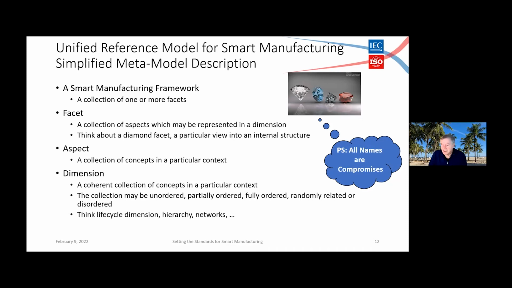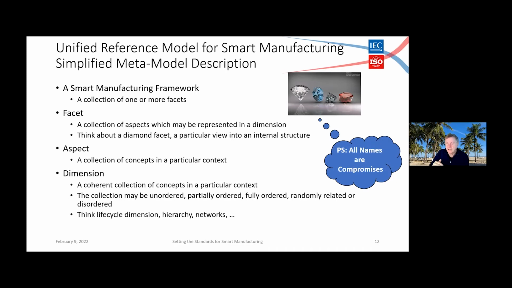The aspects are a collection of concepts for a particular context. So in a particular context, in the context of, let's say, an activity hierarchy, there's an aspect. In a context of a physical hierarchy, there's an aspect. In a concept of a life cycle, there would be an aspect. And then the dimensions are within that aspect, how these things kind of layer out.